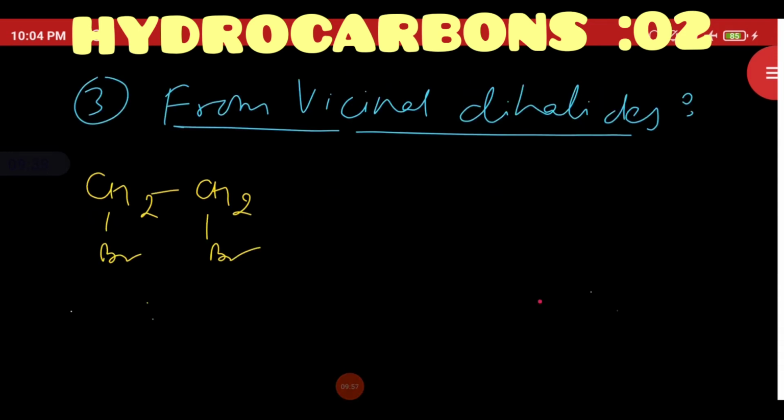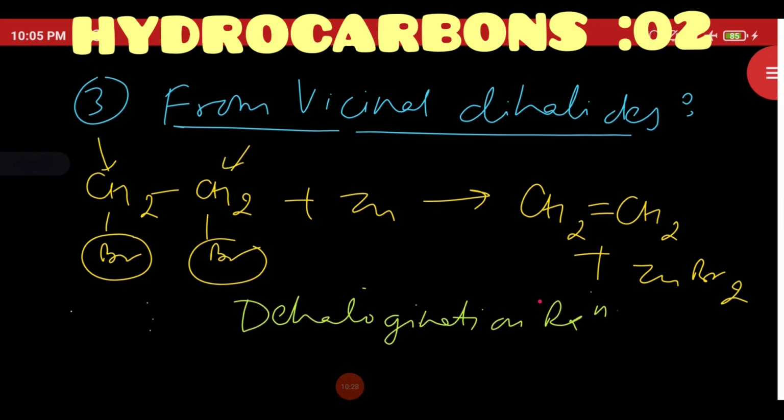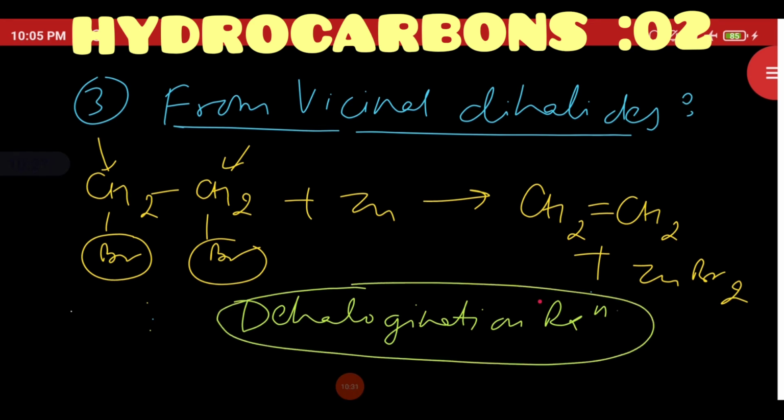When vicinal dihalide is treated with zinc, then alkenes are formed with zinc dibromide as side product. Now let us understand what is vicinal dihalide. The dihalides in which two halogen atoms are attached to two adjacent carbon atoms are known as vicinal dihalides. This reaction is also called a dehalogenation reaction, because two halogen atoms are removed in the reaction.